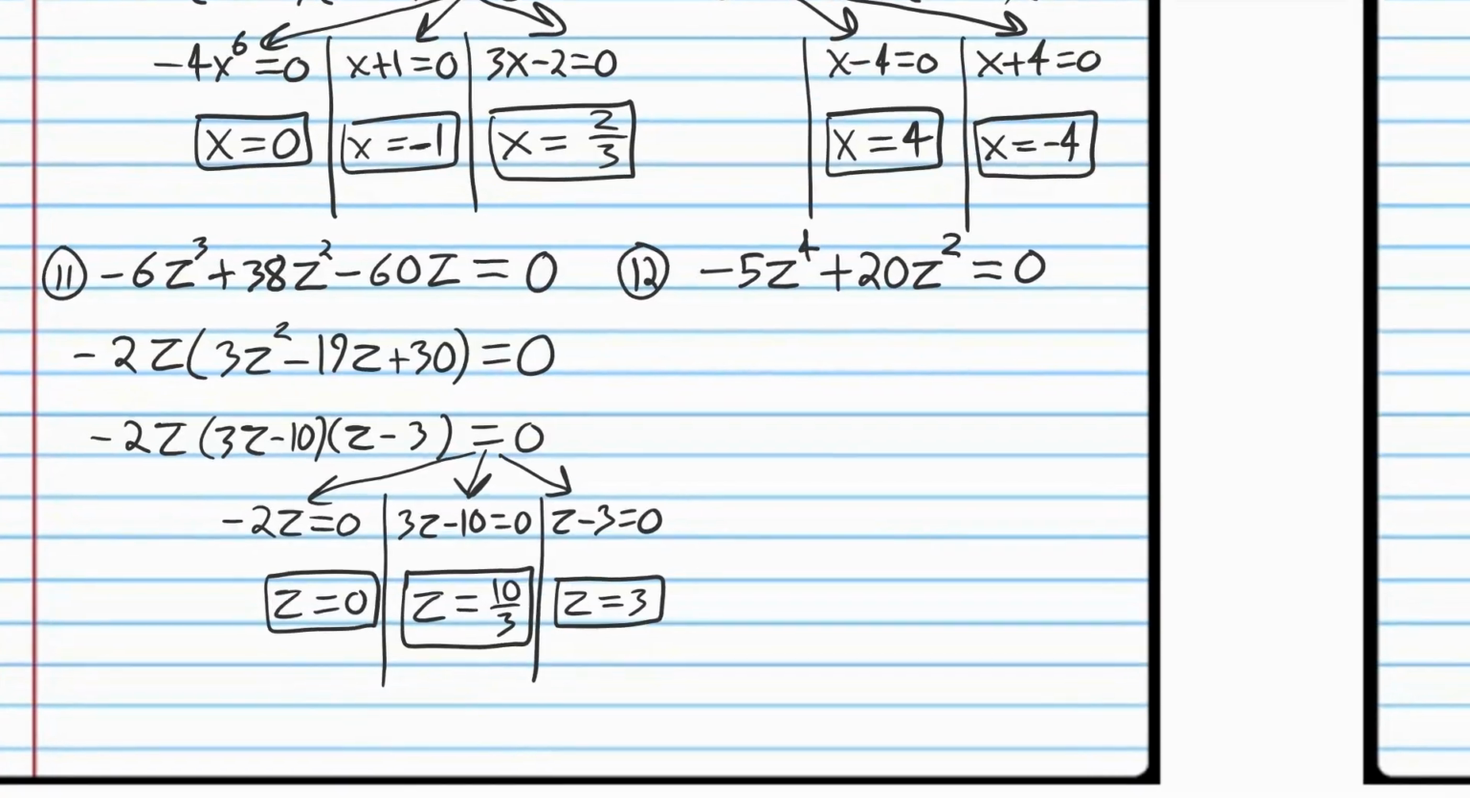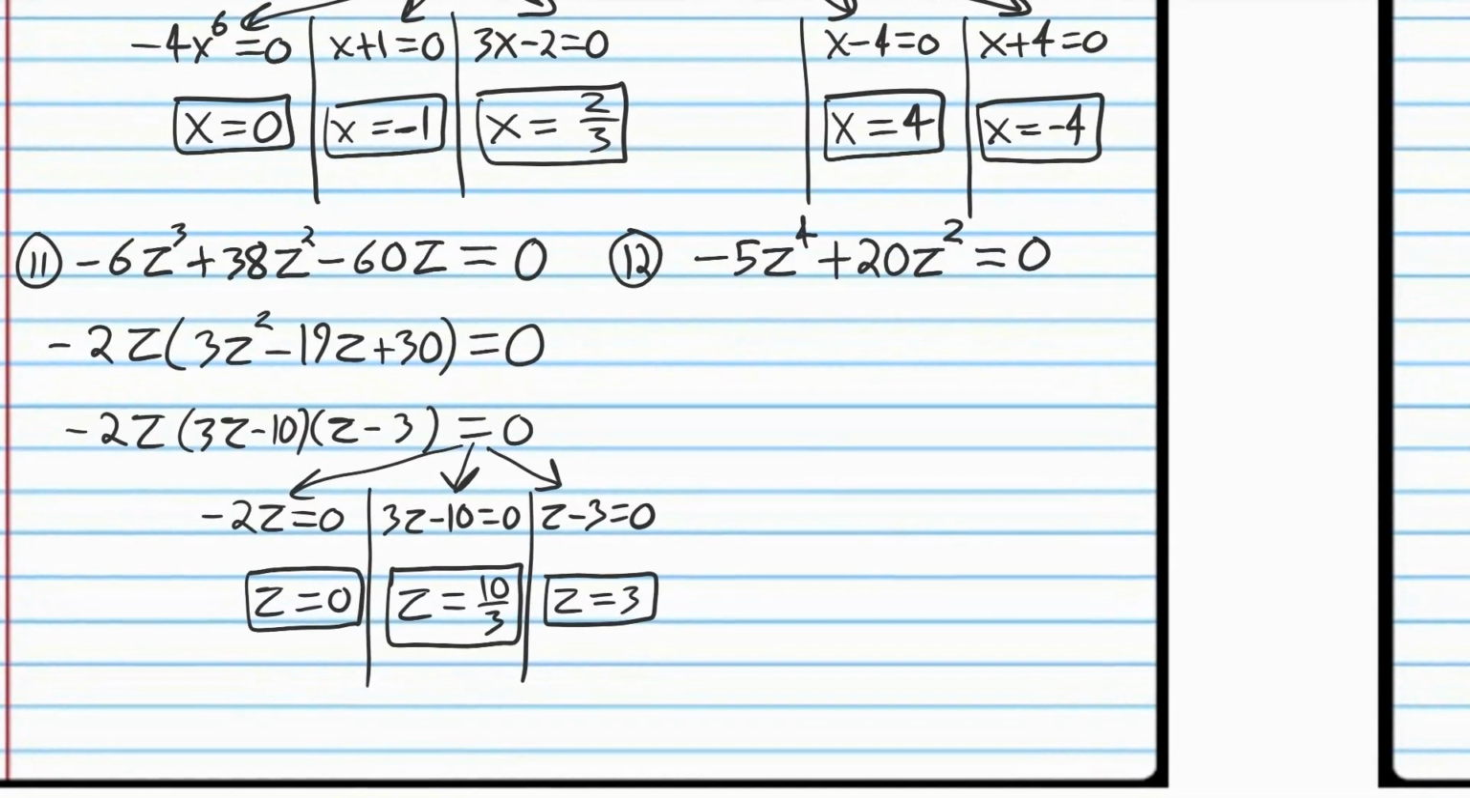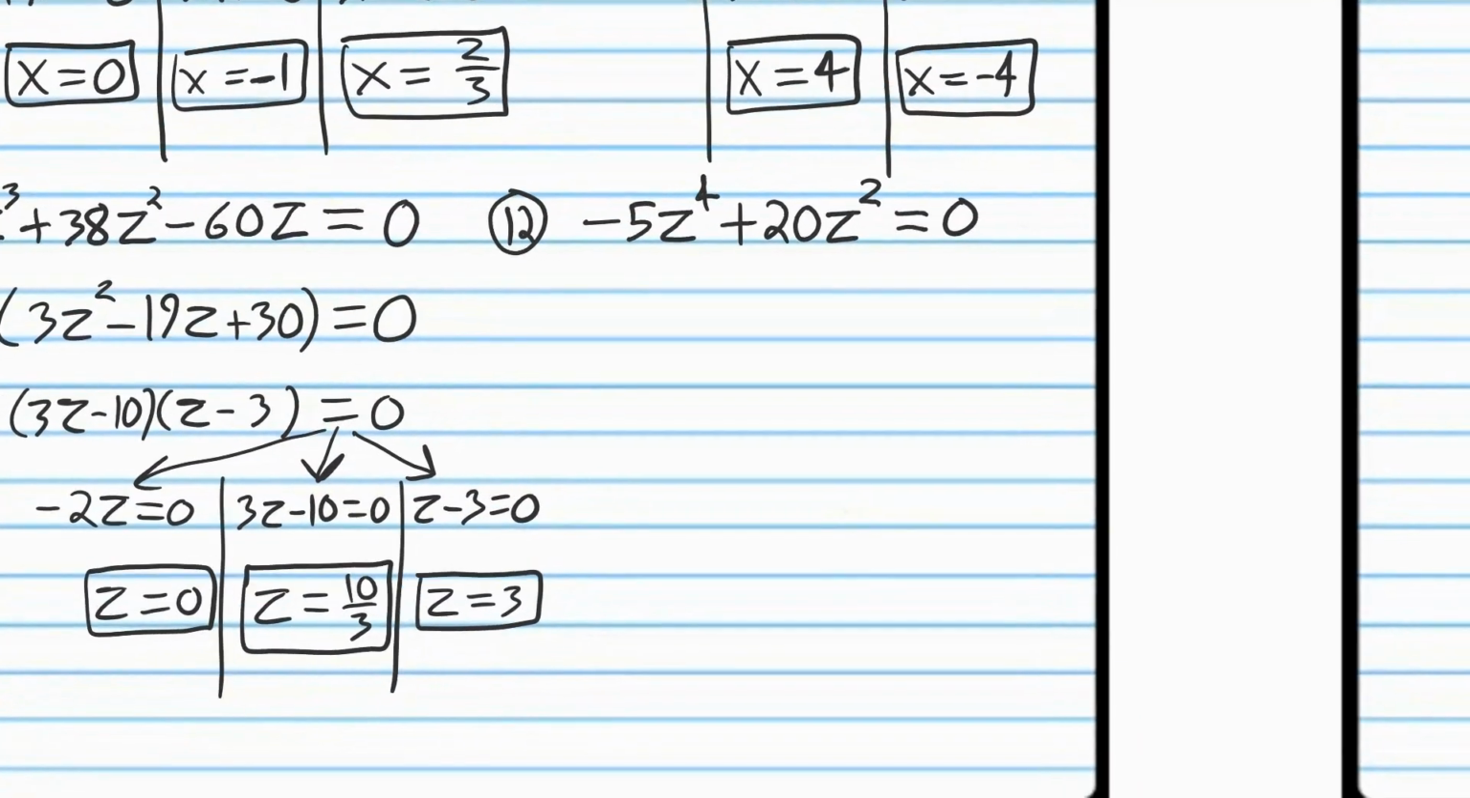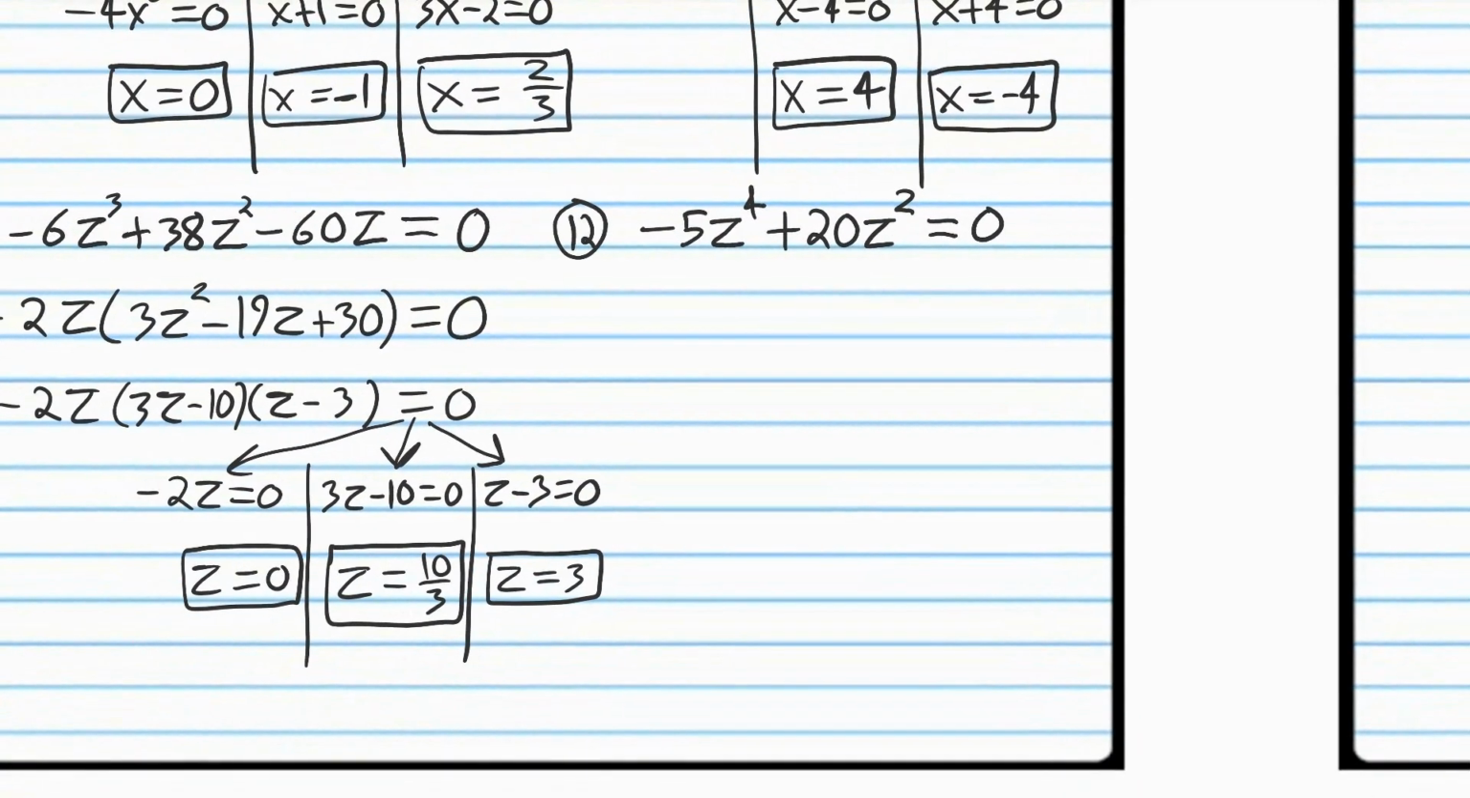So now you try number 12. Again, there's a negative on the leading coefficient, a minus sign, so you're going to have to factor out a negative. So try number 12, and when you come back, we'll do it together.